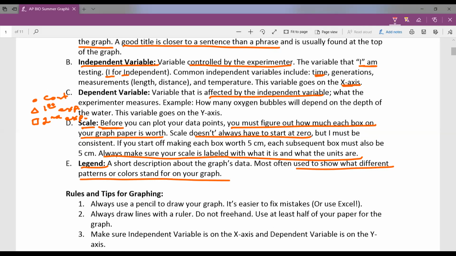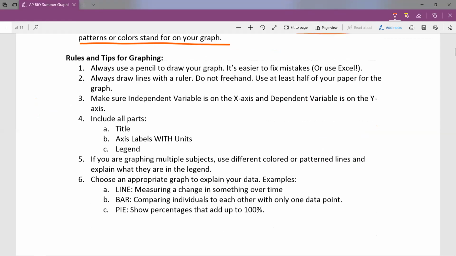Some rules and tips. Always use a pencil to draw your graph, or use a computer graphing program. Those are pretty handy. They do have one big flaw. They used to, I guess they haven't fixed it, but you may need a technical degree to even know how to use the fix. Always draw lines with a ruler, unless you have absolutely no choice whatsoever.